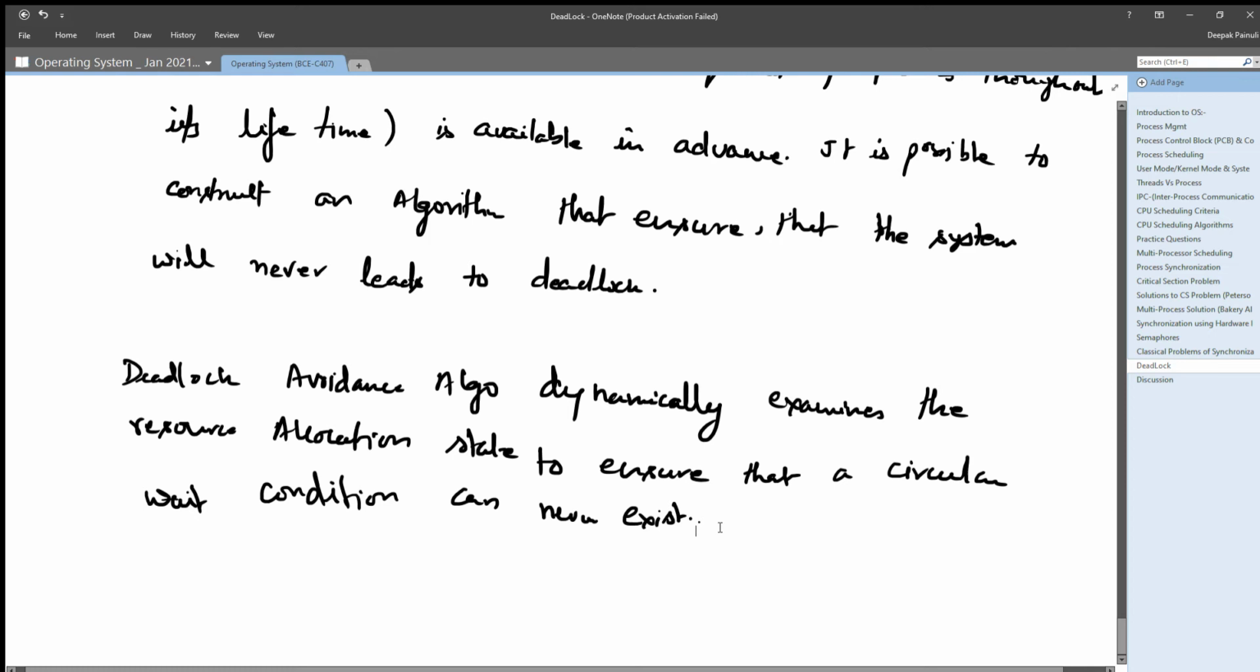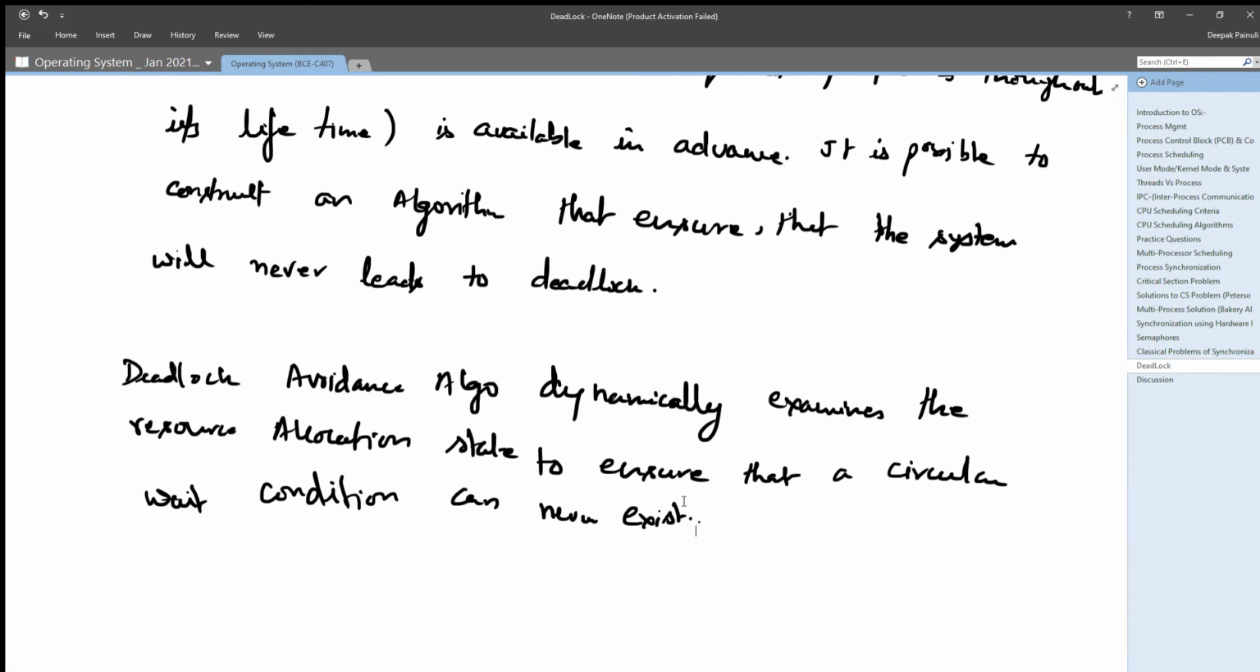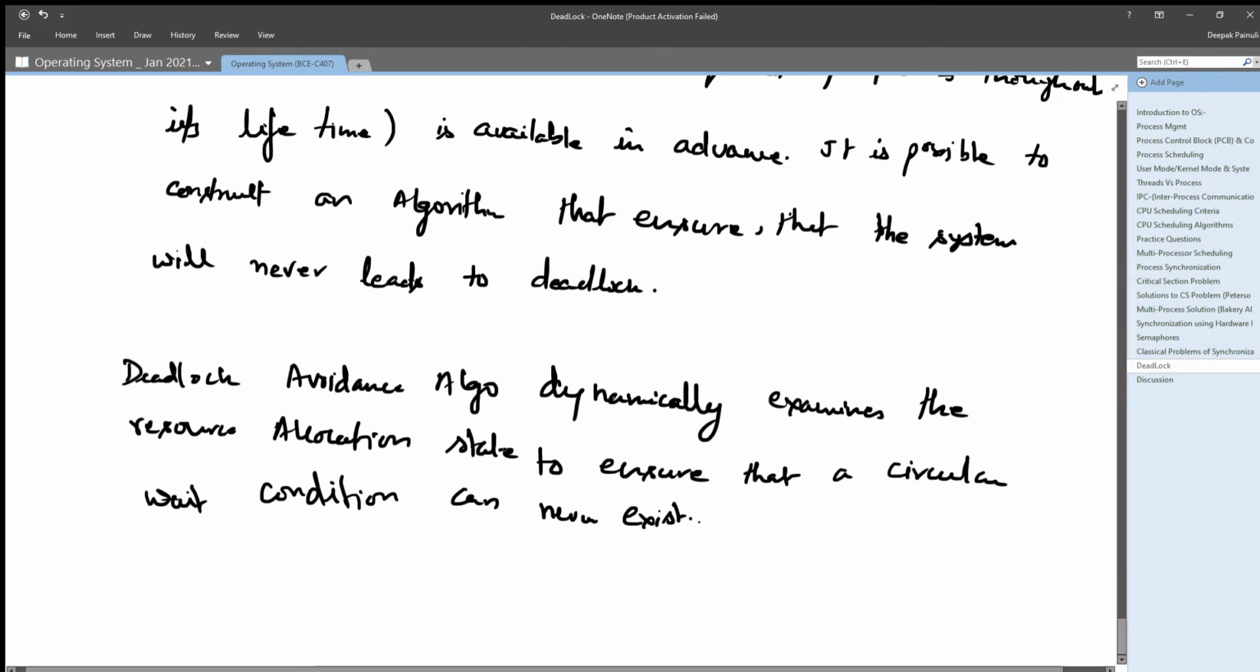So, to avoid deadlock, simply what you are doing is generating a sequence of processes, and that sequence of processes is called a safe sequence, right? We will discuss it ahead in this lecture. We have used a term, resource allocation state.